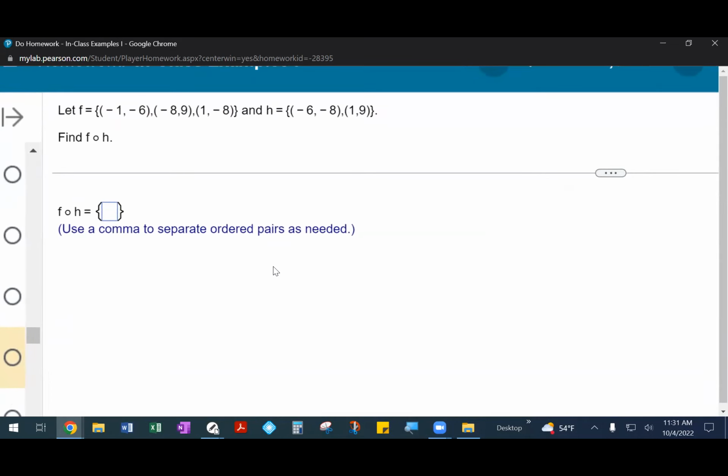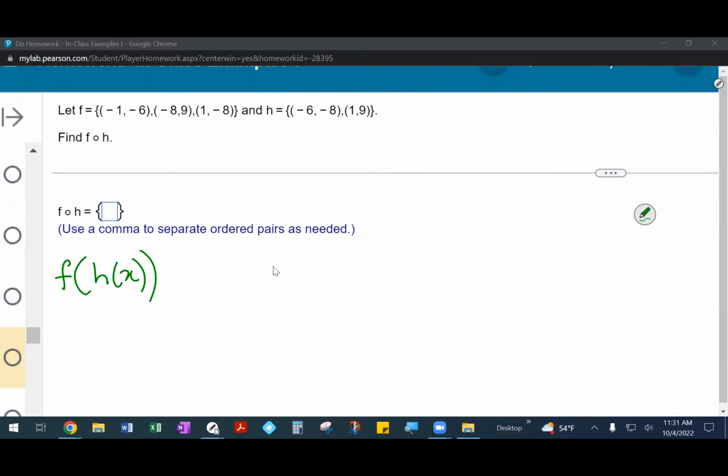So let's see how composition would work if you're working just with a set of ordered pairs. Here, they're giving you f on the outside, h on the inside, and they're just asking you to find f of h. In generic terms, this is not for a particular value of x. So in this case, you would start with the h function and use the first x value that you see inside the h function, which comes out to be -6.